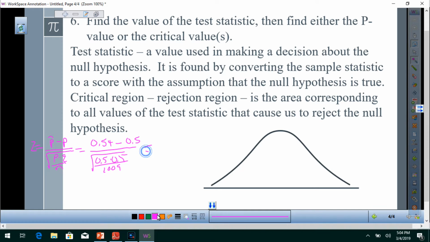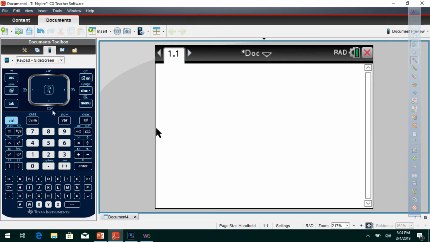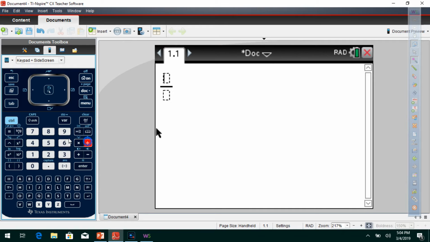Okay, and we'll just put that in our trusty calculator here. Open parenthesis, 0.54 minus 0.5, over the square root, then p was 0.5 times q, which is 1 minus 0.5, or 0.5, over n, which in this case was 1009.